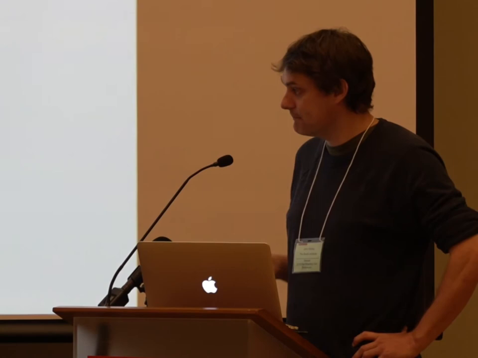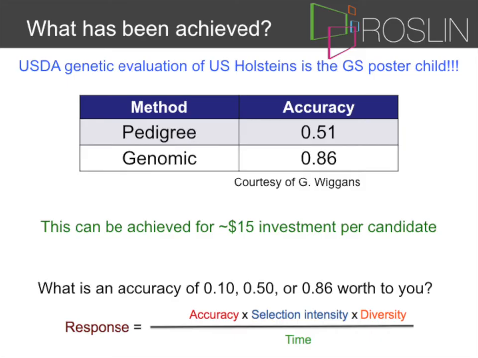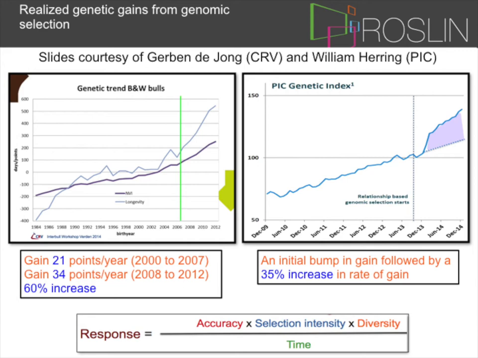And you really need to interpret that in the context of the entire breeder's equation. So what is every unit of accuracy worth to you, and therefore is it worth your while pursuing a genomic selection approach? Here are two examples of how different industries have utilized genomic selection in different ways. On this axis I've got genetic gain for the Dutch dairy industry over a period of time. They adopted genomic selection in 2008.